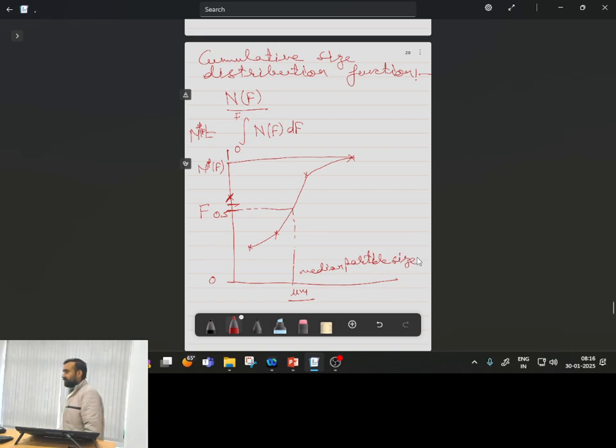So in statistics, whenever we use statistical averaging, we define different kinds of averaging. If we are simply taking the arithmetic average, then we say the quantity is the mean particle size. If we prepare this cumulative size distribution function, and consider the mid fraction 0.5, whatever the value of size I get corresponding to that will be my median particle size.